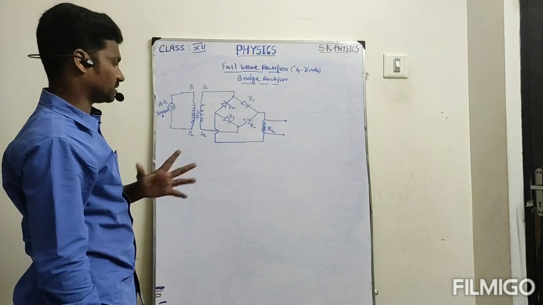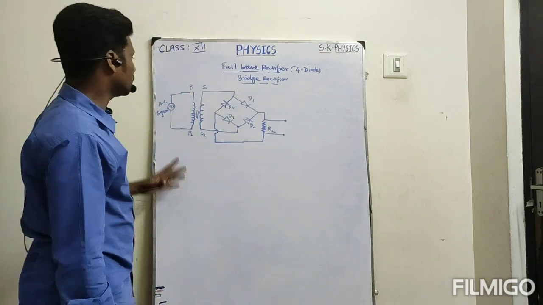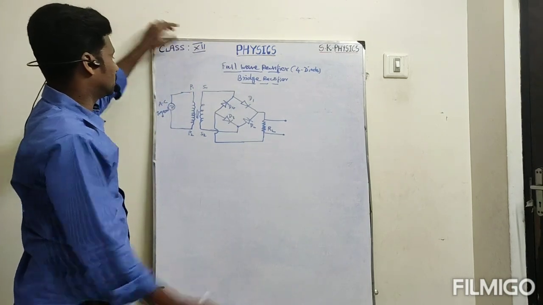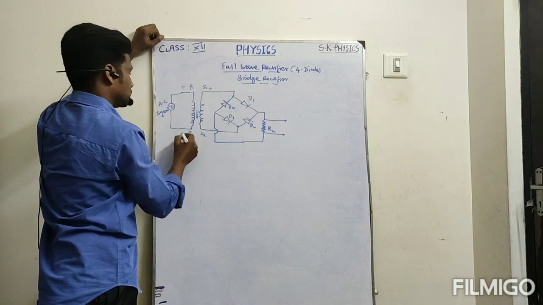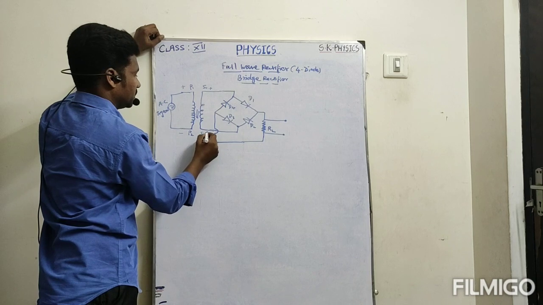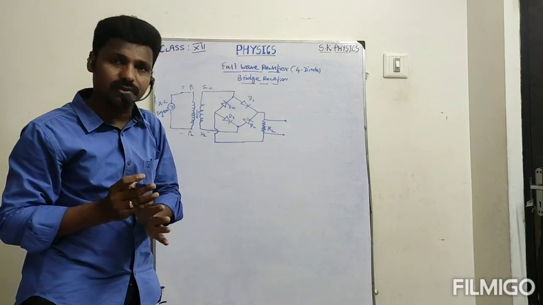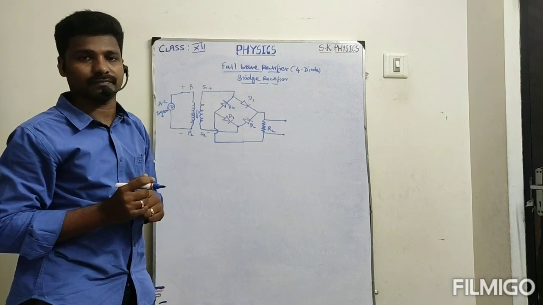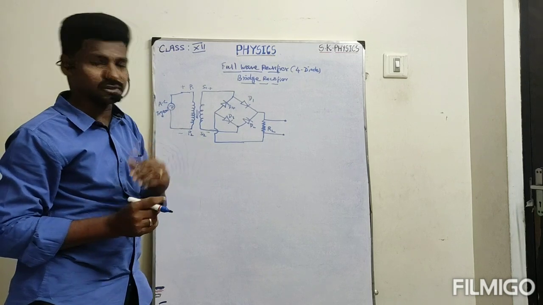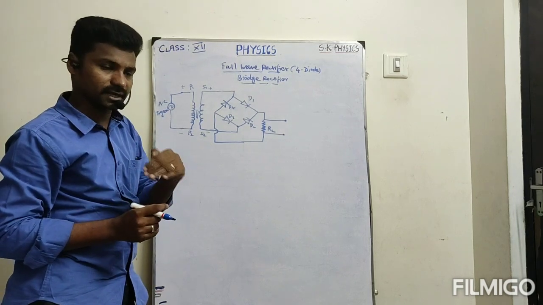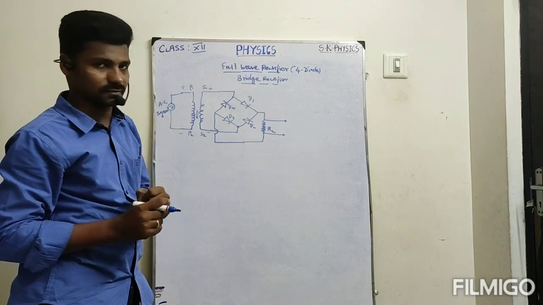Then we will see how it works one by one. First, as usual, we know very well the first positive half cycle, so this end is positive and this end is negative. We know very well that a diode works only in forward bias: the P region to the positive terminal of the battery and the N region to the negative terminal of the battery. That is forward bias.